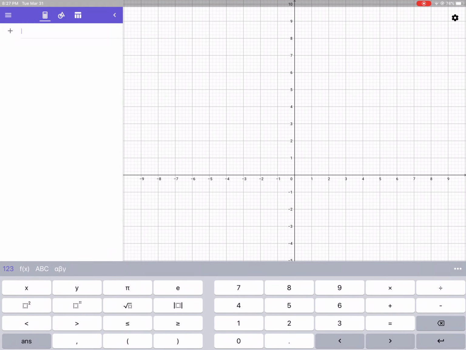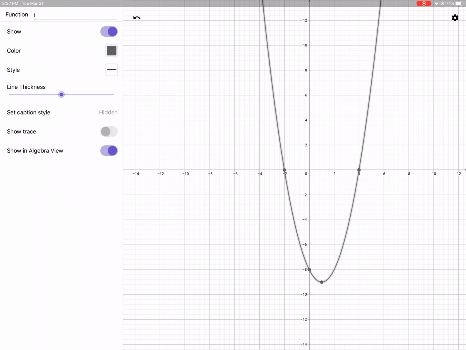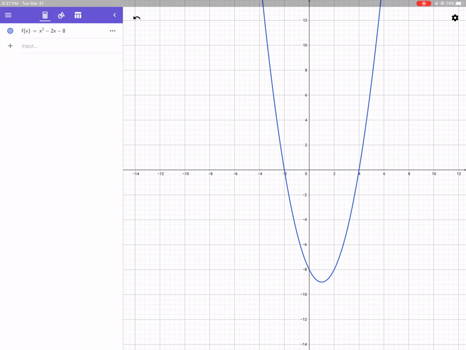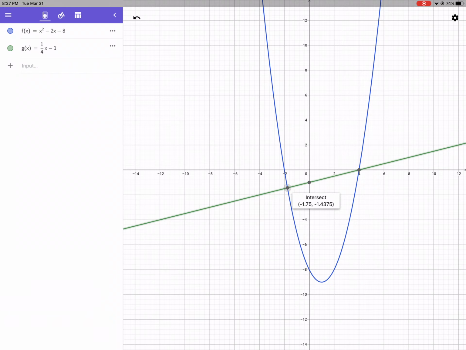And if you notice, first thing you're going to do is type your quadratic, x squared minus 2x minus 8. Okay, there's your first graph. Change my color. And then I'm going to do the second one, which was 1/4 x minus 1. Okay, and there it is. So everybody should see your 2 points of intersection. Here's one of them. Negative 1.75.